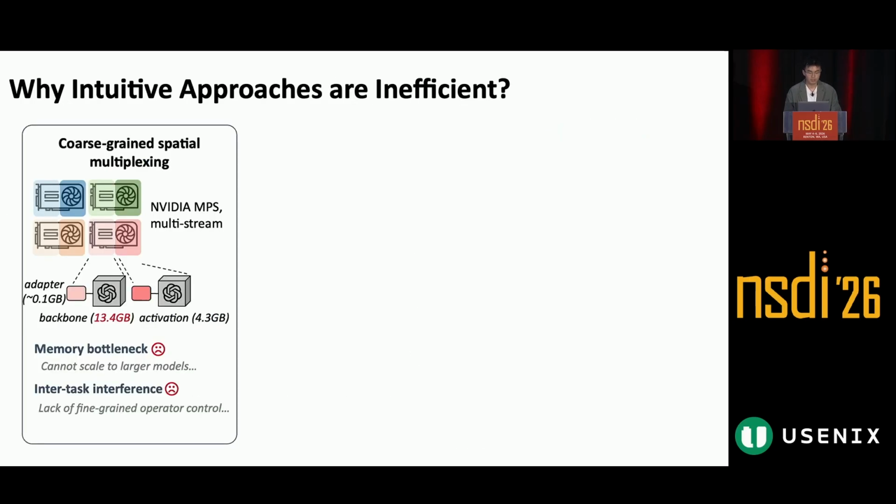To solve these issues, however, we found that existing solutions have critical limitations. The first type is to spatially multiplex the hardware in a coarse-grained manner by directly using NVIDIA MPS or multiple CUDA streams to co-locate tasks. It suffers from a memory bottleneck because the backbone occupies most of the memory footprint. As a result, it cannot scale to larger models or more concurrent tasks.